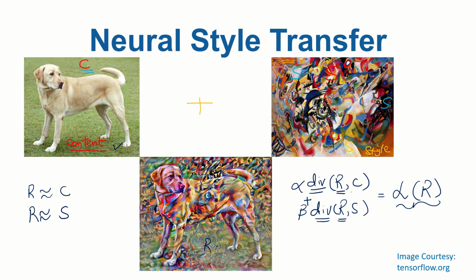When the algorithm begins, it randomly initializes this R, because R is the parameter. It uses a pre-trained network and the activations of some middle layers to define this content cost and style cost. We will see some of the details shortly. But given a pre-trained model, the content image and the style image, you randomly initialize R, the resultant image, and apply gradient descent to minimize this loss function over time. And that's how you generate this resultant image.